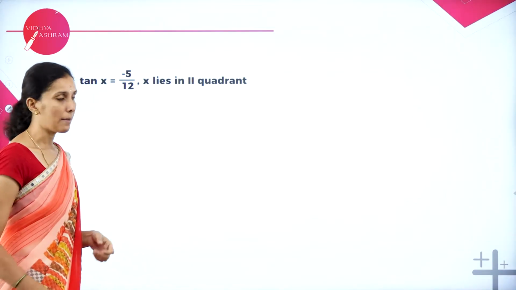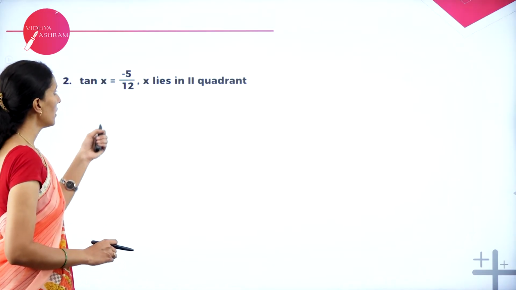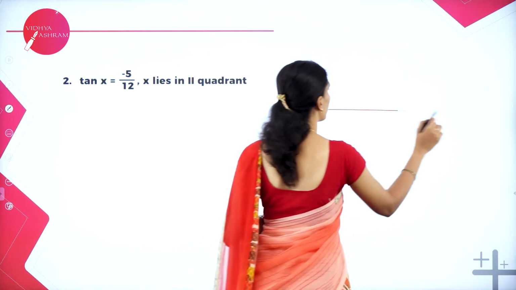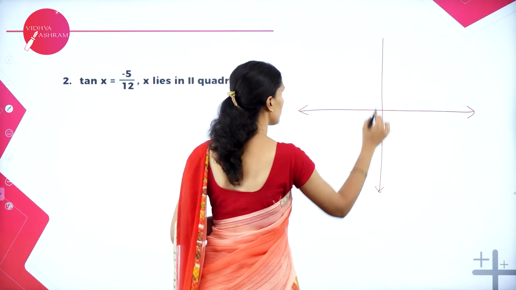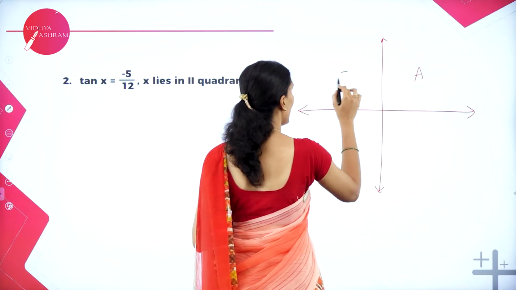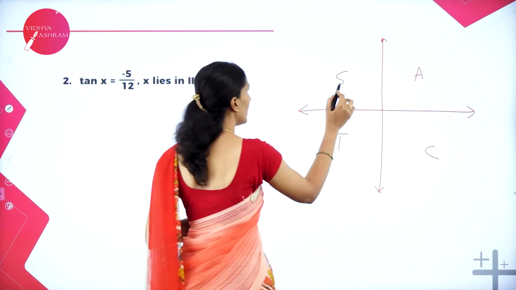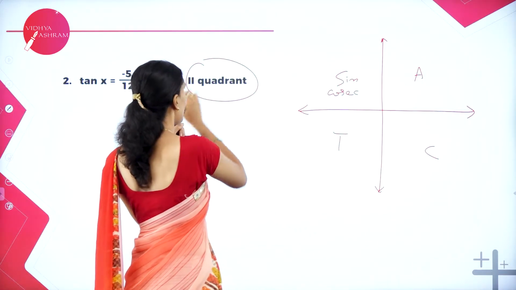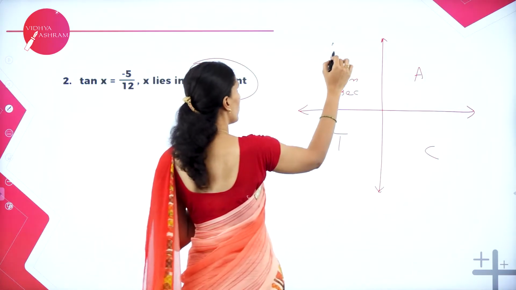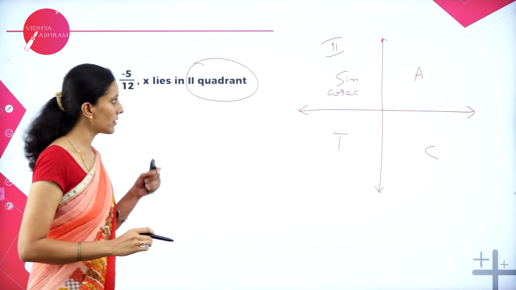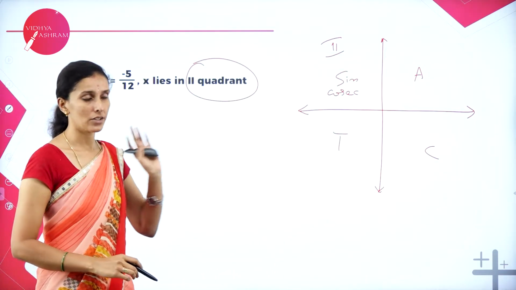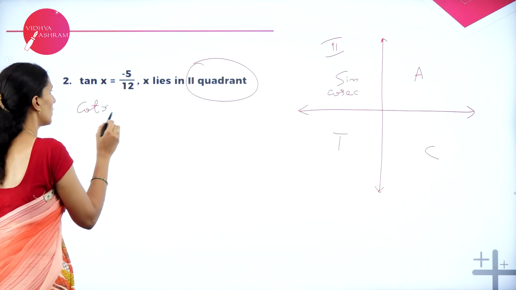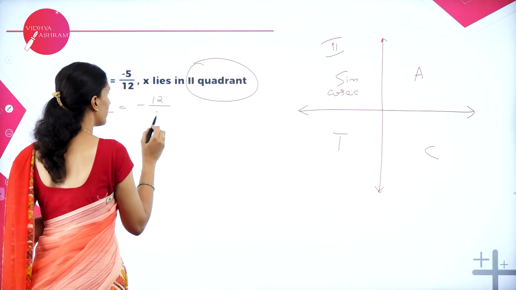We'll take one more example. We have tan x is equal to minus 5/2, and x lies in the second quadrant. So, A, S, T, C. Here sine and cosecant... we are dealing with the second quadrant, so take only the values of the second quadrant. Except sine and cosecant, all others are negative. Now tan is negative. We can write cot, which is minus 12/5.